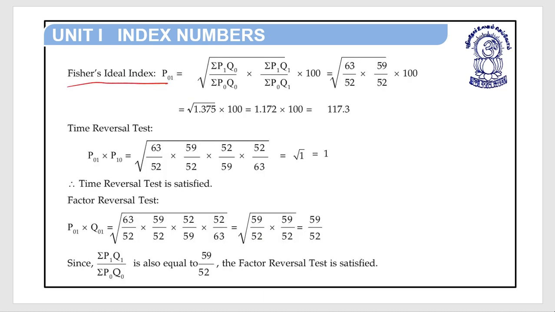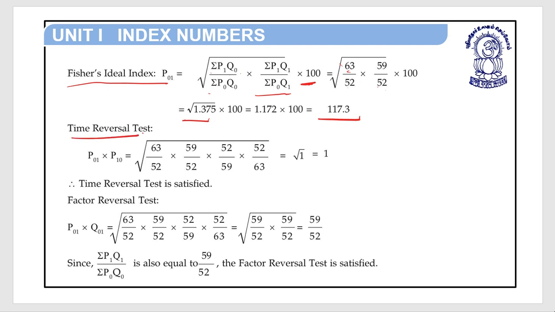So Fisher's ideal index P01 is equal to under root of sigma P1 Q0 upon sigma P0 Q0 into sigma P1 Q1 upon sigma P0 Q1 into 100. You have to remember this formula, okay? It is equal to under root of, putting the values, 63 by 52 into 59 by 52 into 100. So here you can take 52 square or multiply this and take the square root. After solving this, we get the value 117.3.